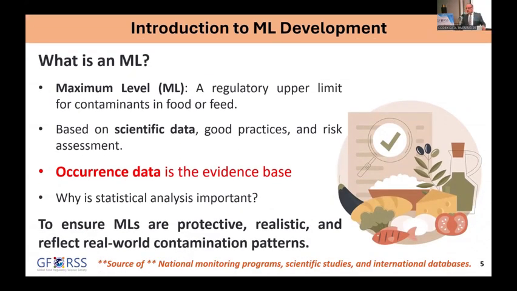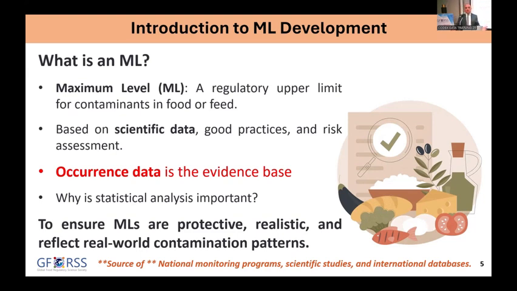So already we talked about the MLs, the maximum limit, which is a regulatory upper limit for contaminants in food or feed. This is a definition that should be based on scientific data, good practices, and risk assessment. So in order to achieve a good level of risk assessment, we need scientific data and good practices that will generate for us what we call the ML. Obviously, we rely on the occurrence data as the evidence base.